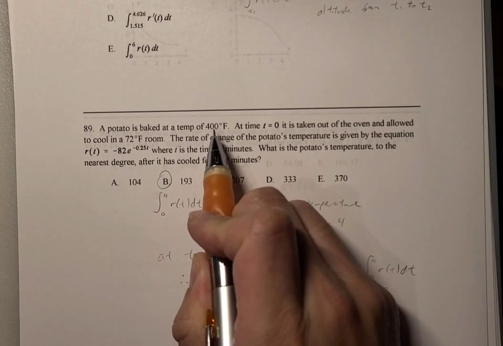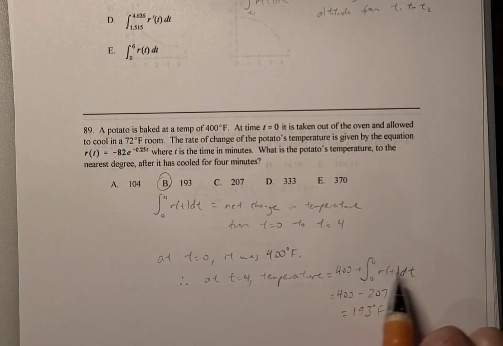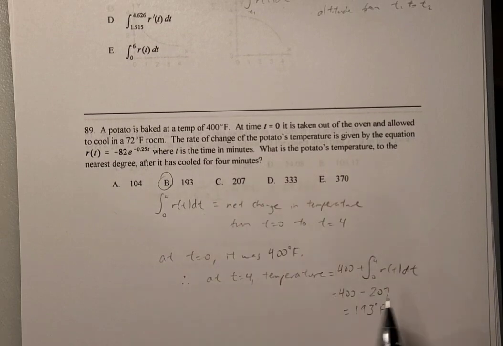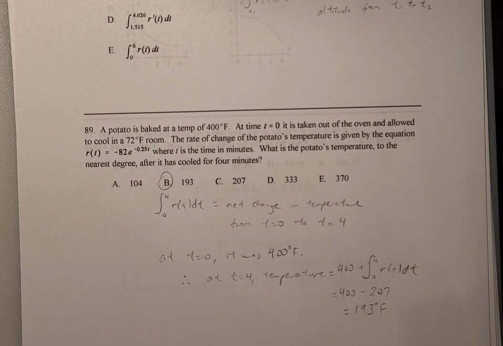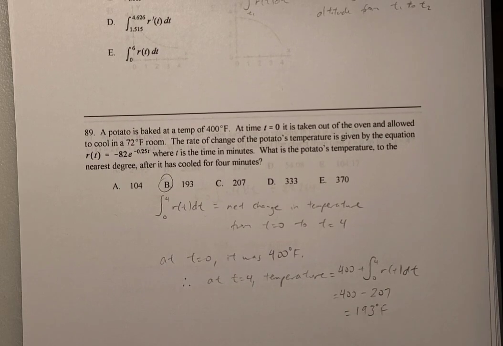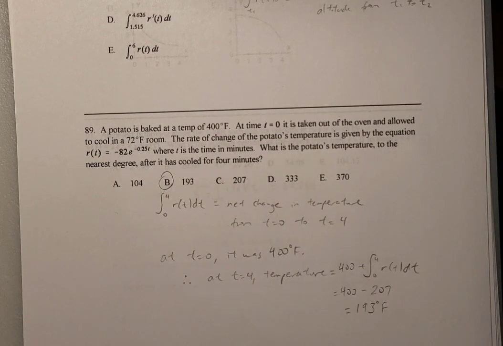Okay, so it assumes that it starts at 400, and then we add the net change, which is a negative number. We expected that, because as it's cooling, the temperature is dropping, so the net change will be negative, okay? That's how we do that. And by the way, it's not C, because that's the net change after it gets out of the temperature. The potato originally had an initial temperature of 400, so we have to consider that.